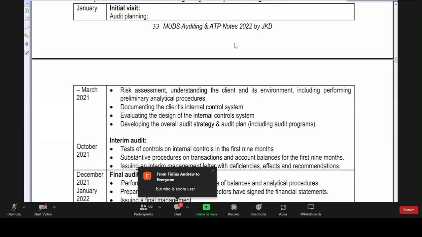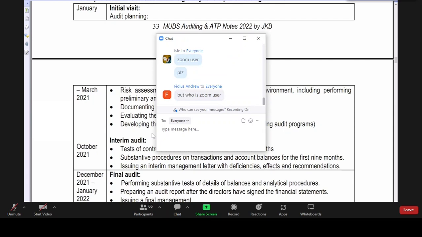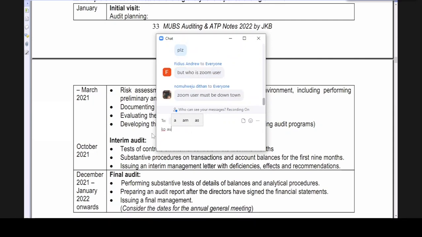Now, unfortunately, we have a lumpen with us. I don't know who this Zoom user is. He must be in the village. No urban migration.